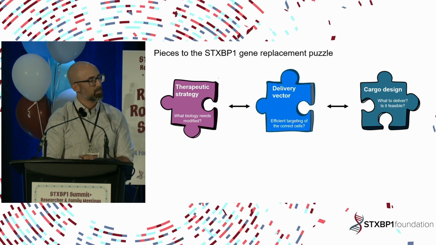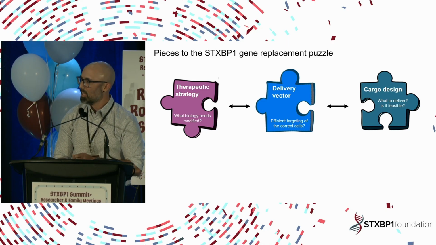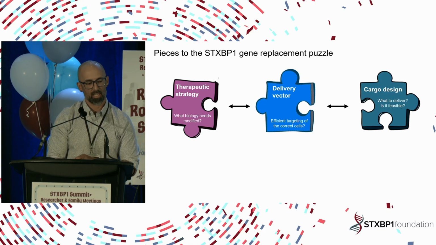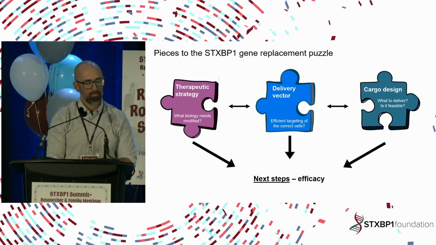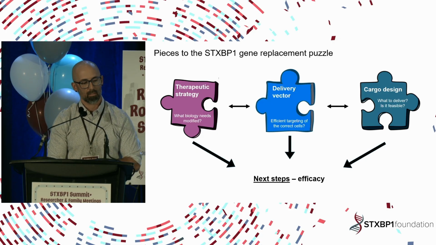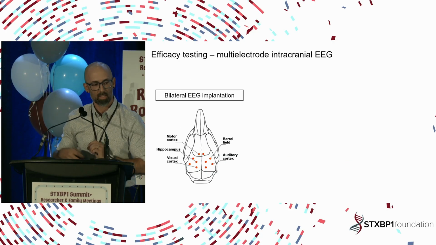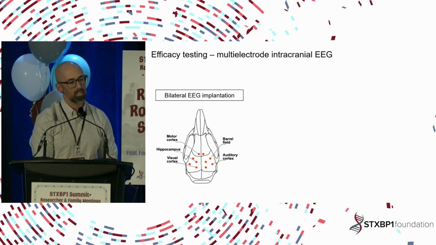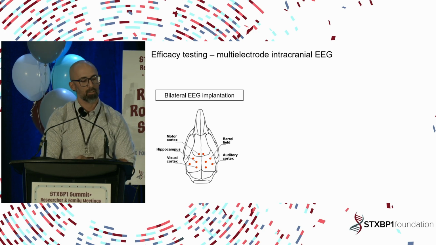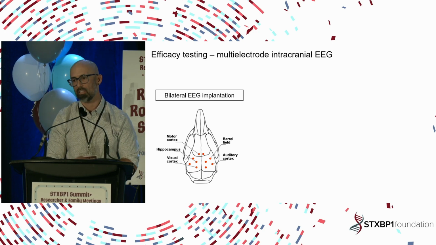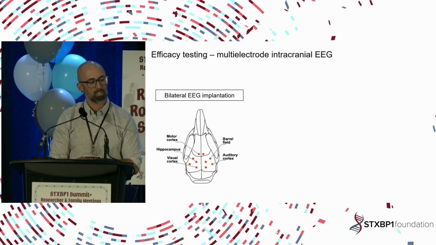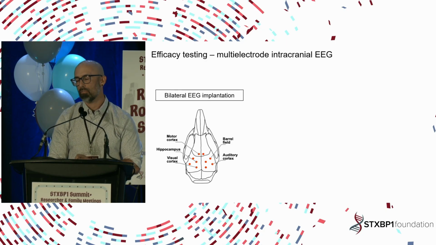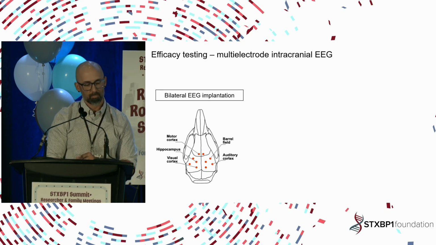Since we have a good grasp on these 3 pieces of the AAV gene therapy puzzle, our next step is to go into efficacy testing. The way we're going about this is we use a multi-electrode intracranial EEG setup. We custom make these setups in the lab. We implant bilaterally to the regions that you're seeing marked there, and we record for up to 72 hours.